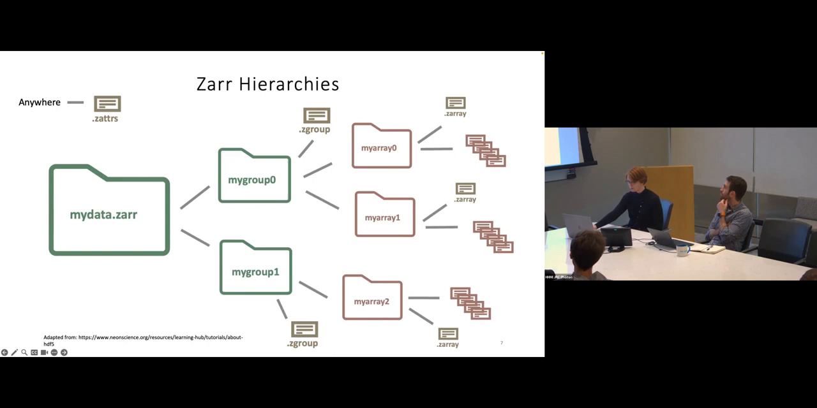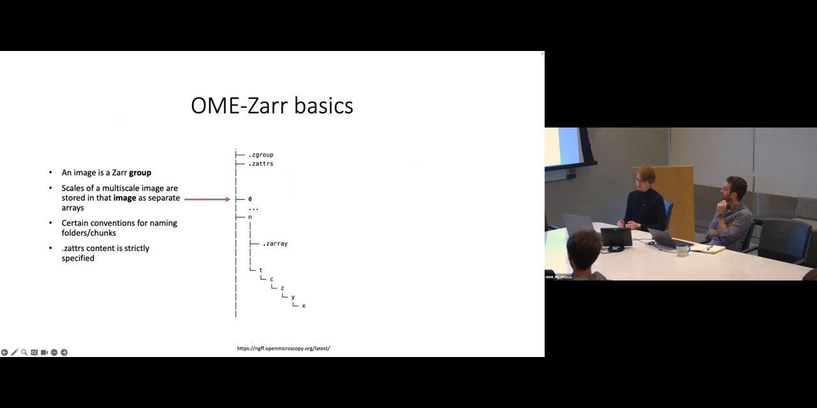So OME-Zarr is just a way of formatting Zarr according to community standards that are approved by OME. Basically, an image is a Zarr group. The scales or resolution levels of a multi-scale image are stored in that image group as separate arrays at the top of the hierarchy within that image. It also outlines certain conventions for naming folders and chunks, and the .zattrs metadata file is strictly specified. So that's a super brief overview of OME-Zarr. And if there aren't questions.